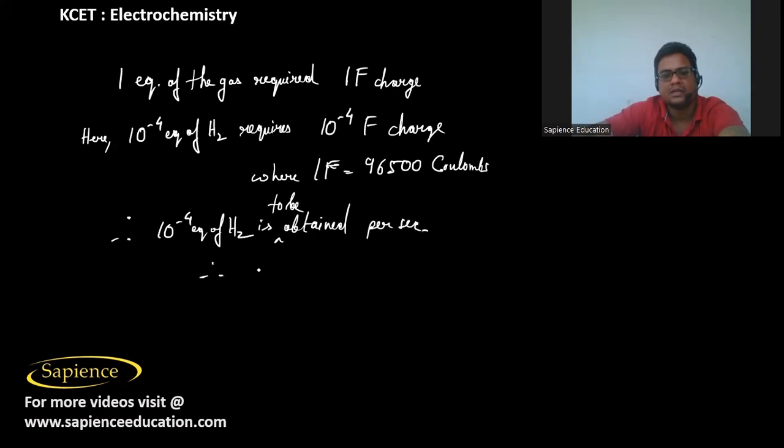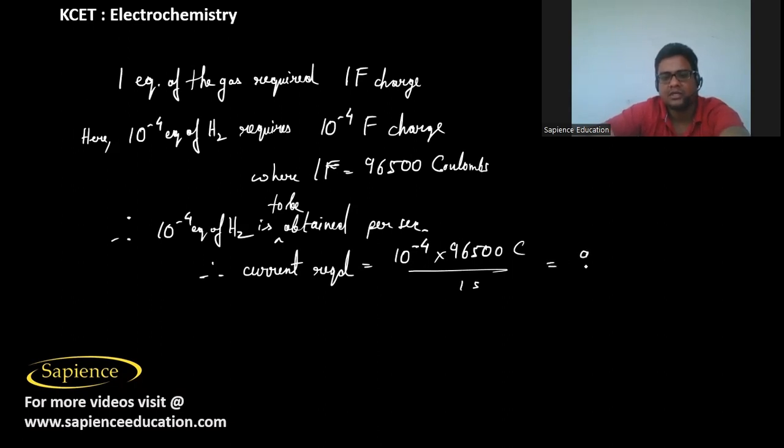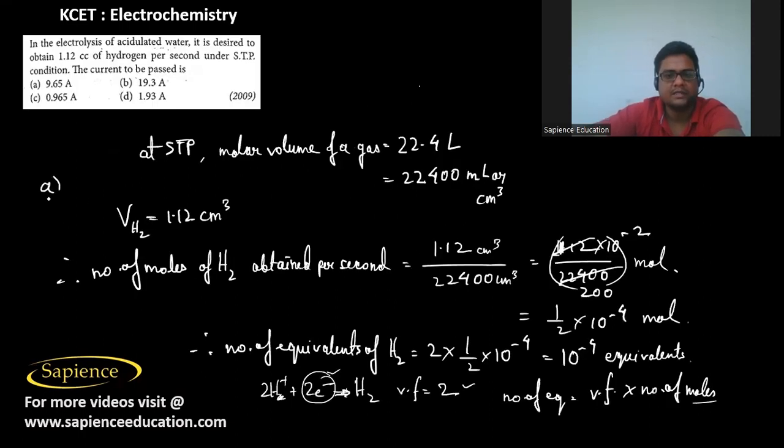So therefore the current required will be the amount of charge that is required, which is 10 power minus 4 into 96500 coulomb by 1 second. Since this much charge is required per second, this will be 9.65 ampere, since coulomb per second means ampere. 9.65 ampere. So option A is the correct answer.